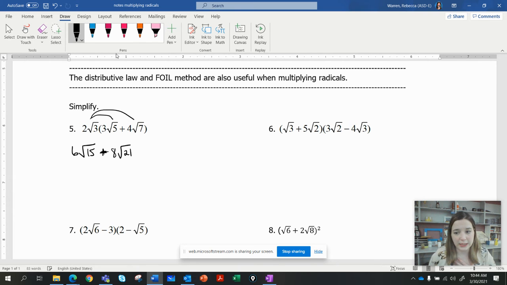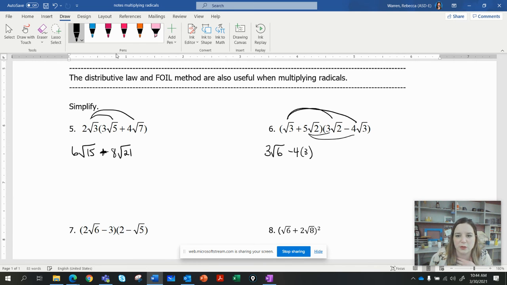Here we have two things in brackets. So FOIL, so this first term will be multiplied by both terms in these brackets to start. So radical 3 times 3 radical 2. That is going to be 3 radical 6. And then radical 3 by negative 4 radical 3 is going to be negative 4 by 3, because radical 3 times radical 3 is just 3. Then we have 5 radical 2. That is going to be multiplied by both of those.